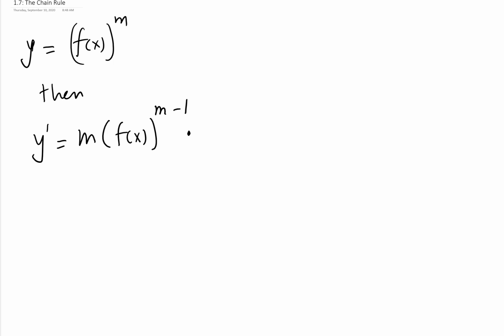that's the power. This is the power rule. Then the chain rule says you multiply this by the derivative of the inside function. That's what the chain rule says.